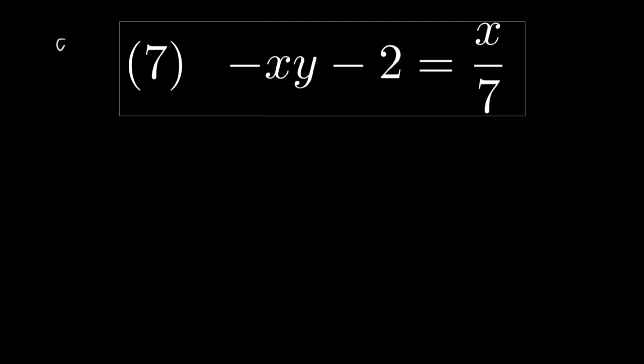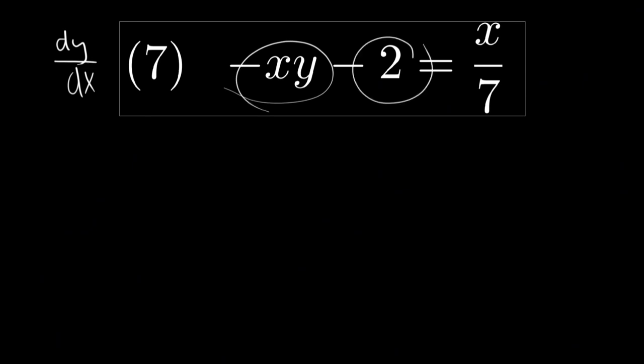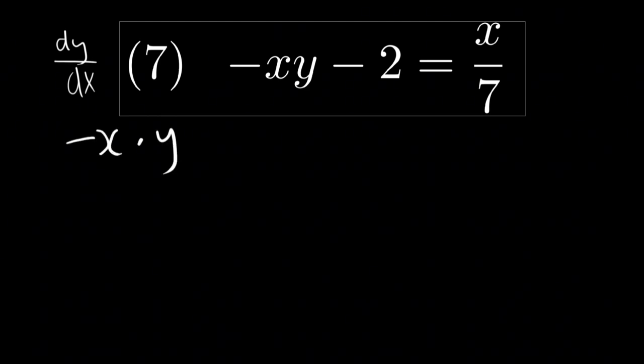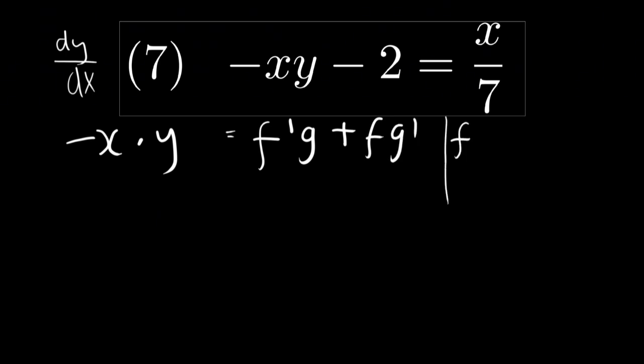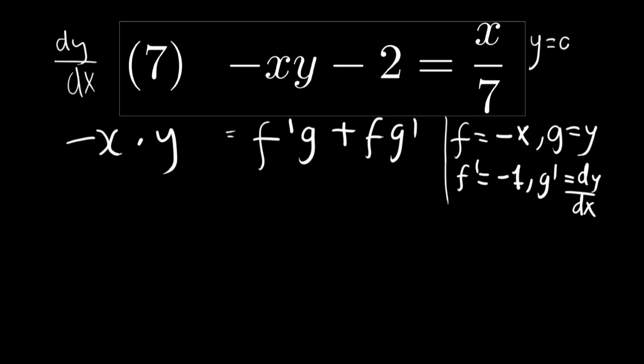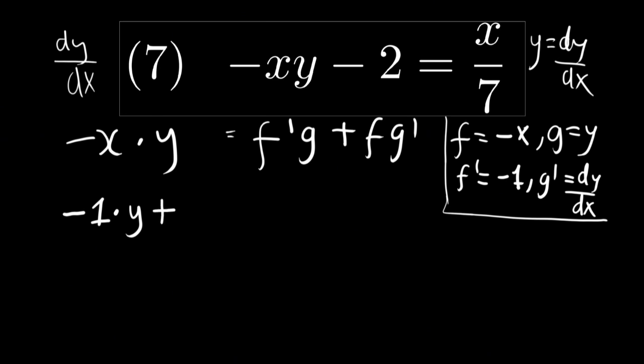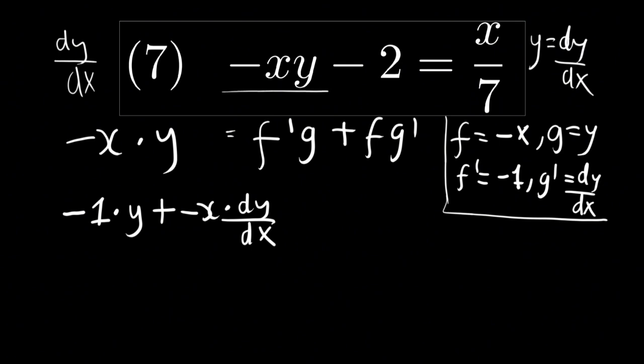Now for question number 7, to find dy over dx, we will derive each term individually. So let us start with the negative x multiplied by y. So this here is the product rule, and we know that the product rule, to get the derivative, you have to take f dash g added by f g dash. So our f is given as negative x, and our g is given as y. So f dash will be negative 1, and g dash is dy over dx, because we know always that the derivative of y is dy over dx. Now here we'll have f dash, which is negative 1, multiplied by g, which is y, added by f, which is negative x, multiplied by g dash, which is dy over dx.